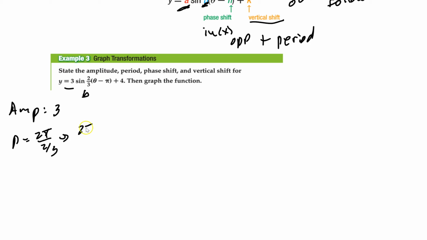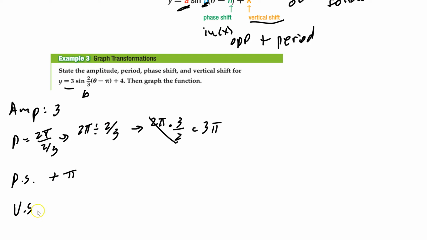We know how to do this. 2 pi divided by 2/3, which means multiply by the reciprocal, 2 pi times 3 over 2. These cancel, and I get 3 pi. Now, my phase shift, inside opposite, we're going to go plus pi. And my vertical shift, outside follow, plus 4. So let's graph this.